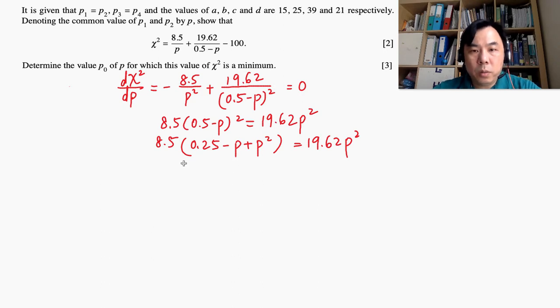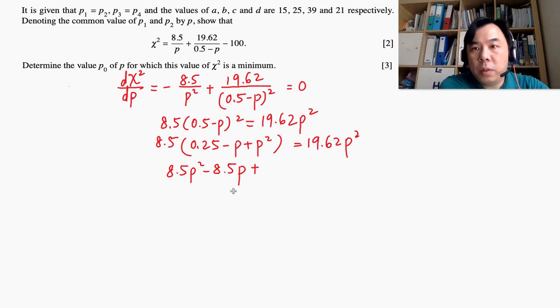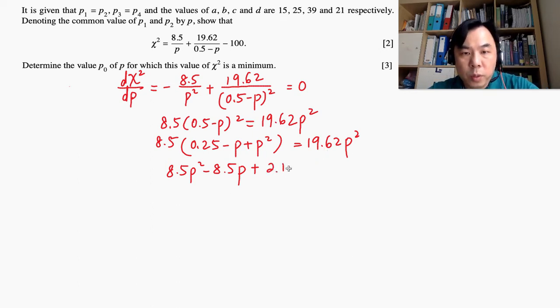Okay, and then what we have now would be 8.5 p squared, and then, okay, this one requires a bit of calculator. Just let me finish this. Let me see what do we have here. 8.5 by 0.25, right? So I will get 2.125 here. Okay, that will be 19.62 p squared.